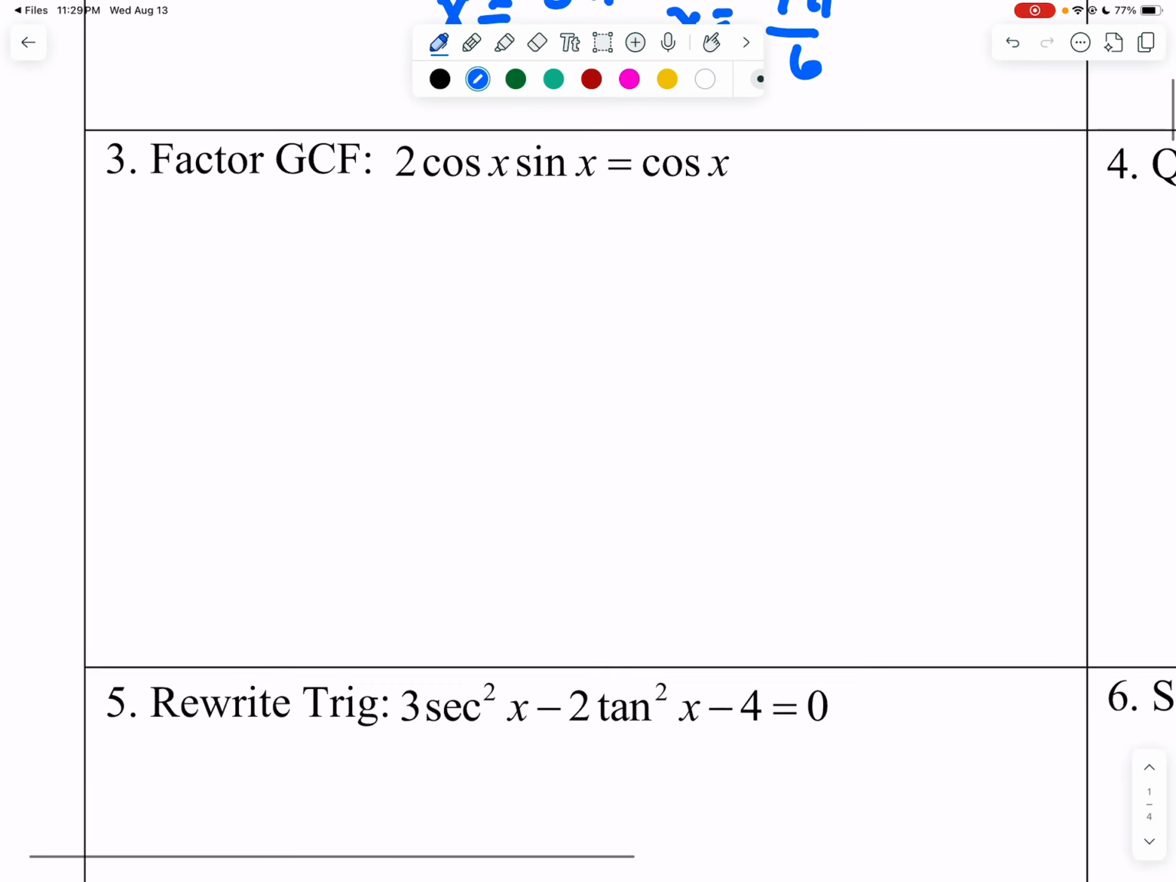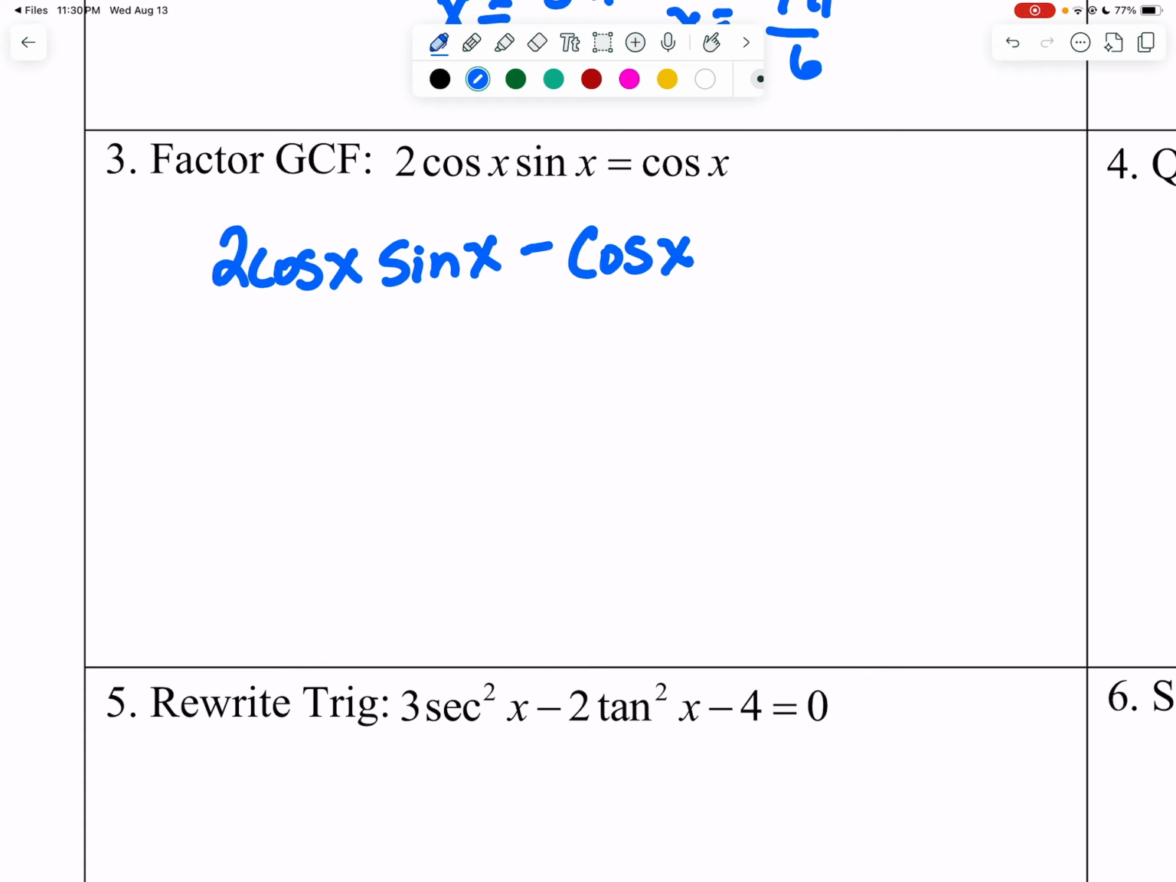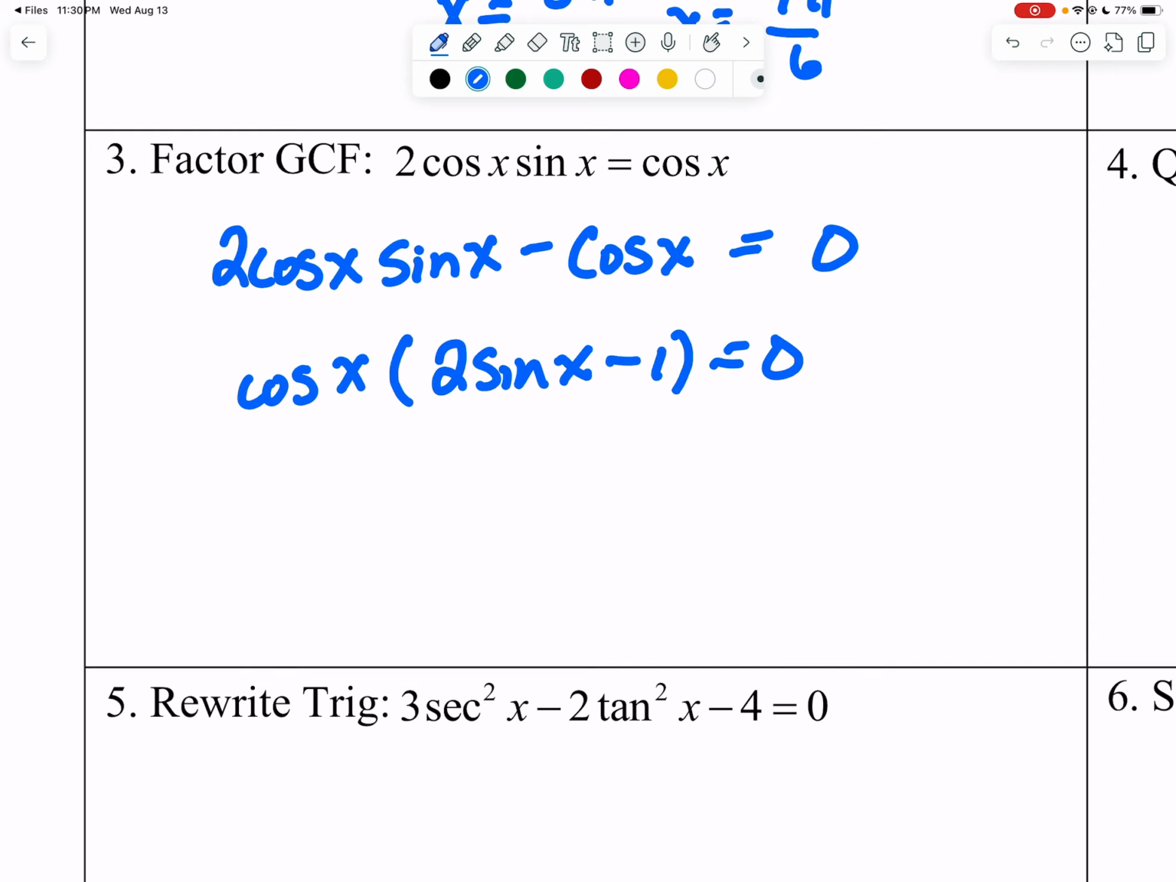All right, likewise with number 3, another easy peasy lemon squeezy problem where we are just going to factor out a GCF. So move that cosine to the left side, is equal to 0. Factor out a cosine of x. So then you're left with 2 sine of x minus 1 is equal to 0.